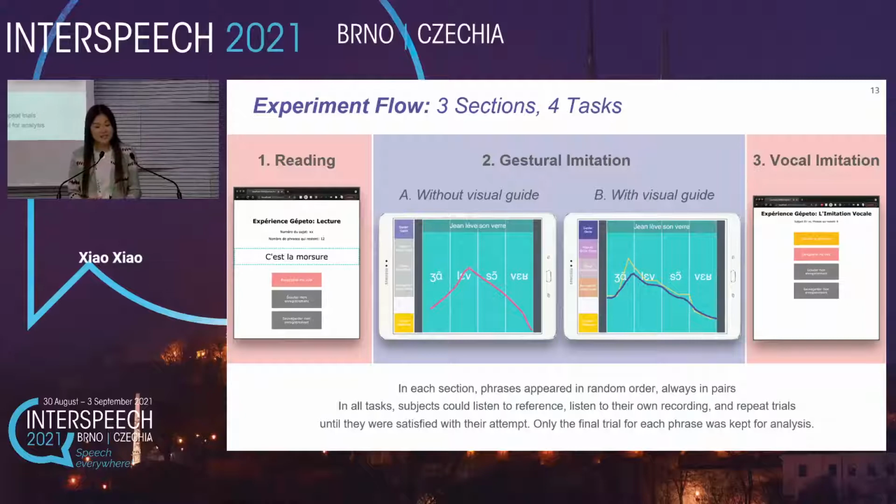And for each section, all the phrases appeared in a random order, but the pairs always came next to each other. And for all the tasks, the subjects could listen to the reference, listen to their own recording, and repeat the trial until they were satisfied with what they did, or until they could no longer improve. Only the final trial was kept for subsequent analysis.